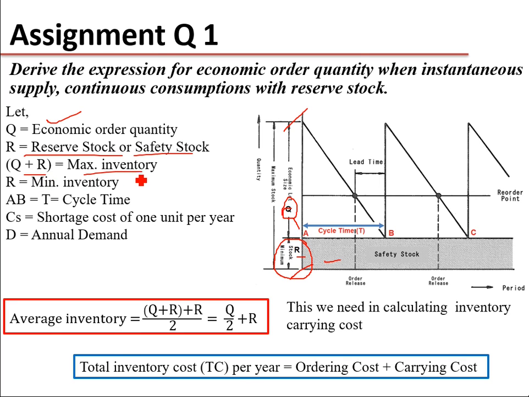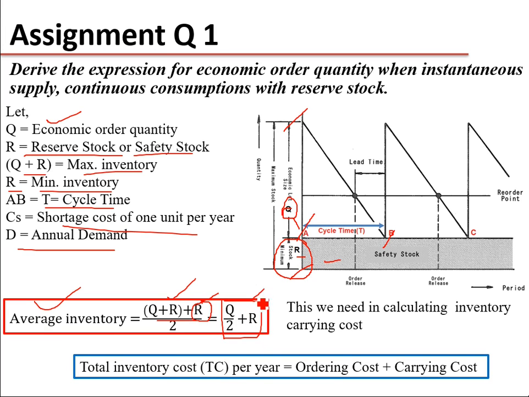Q plus R is the maximum inventory, R is the minimum inventory, AB is the cycle time, that is between the first order and the second order, CS is the shortage cost per unit, and D is the annual demand. When we calculate the average inventory, it is maximum plus minimum by 2. Here the maximum inventory is Q plus R and the minimum inventory in hand is R. So the average inventory becomes Q by 2 plus R.